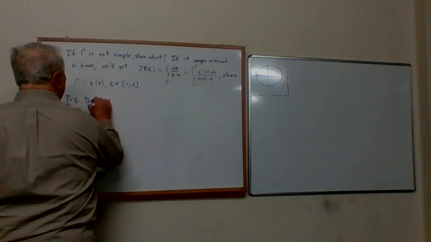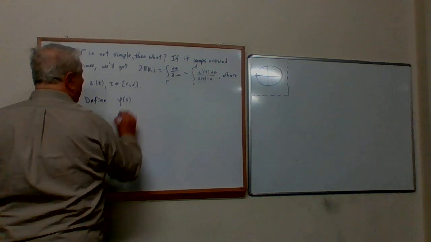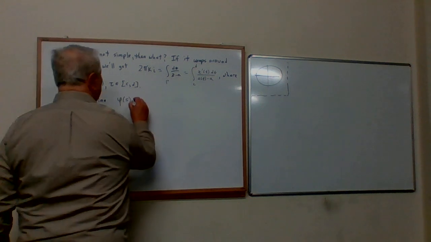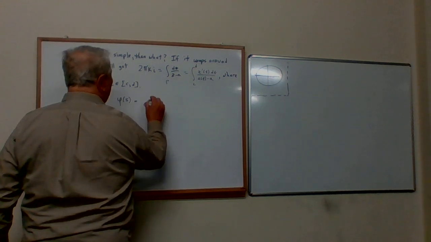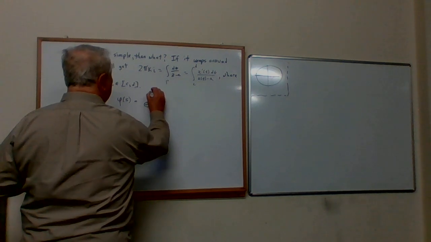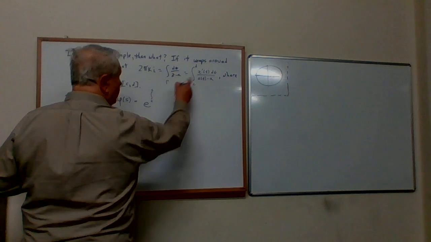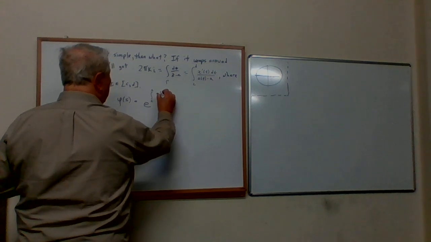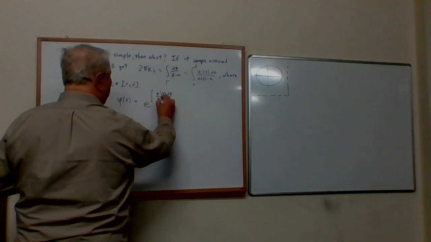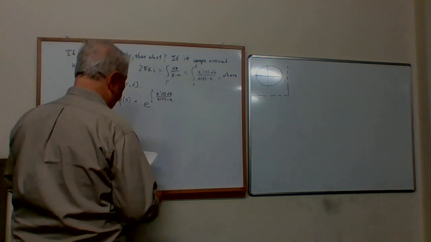Define a new function, phi of s. And phi of s is going to be e to the power of the integral from c to s, so that's where the variable will be, of z prime of t dt over z of t minus a. Okay?